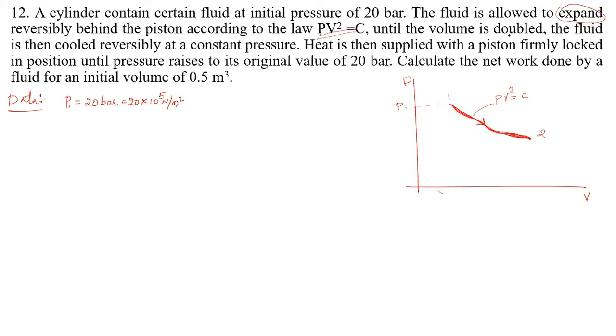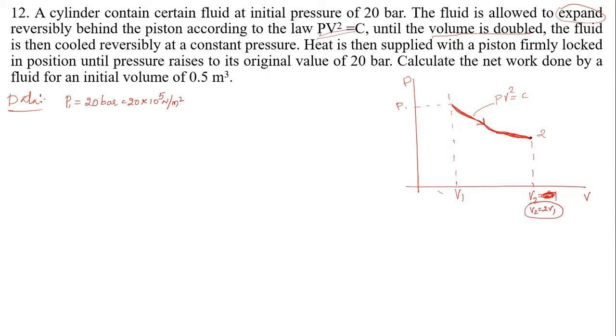Until the volume is doubled. That means if I mark the initial volume as V1, then the final volume V2 is doubled. Therefore, V2 is 2 times V1. Volume is doubled. Next. The fluid is then cooled reversibly at constant pressure.